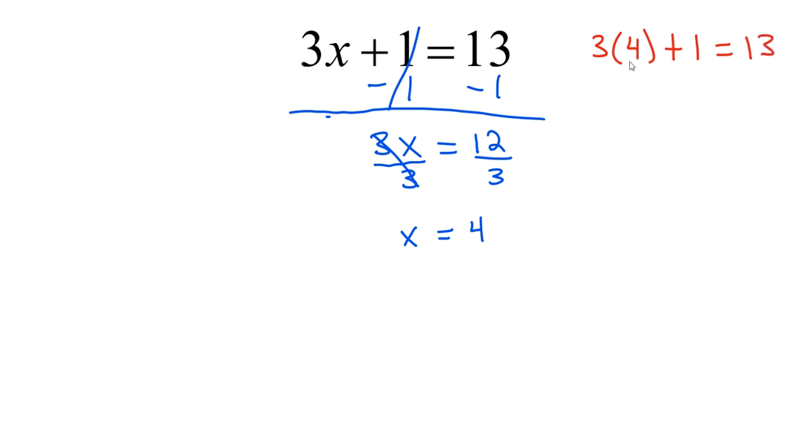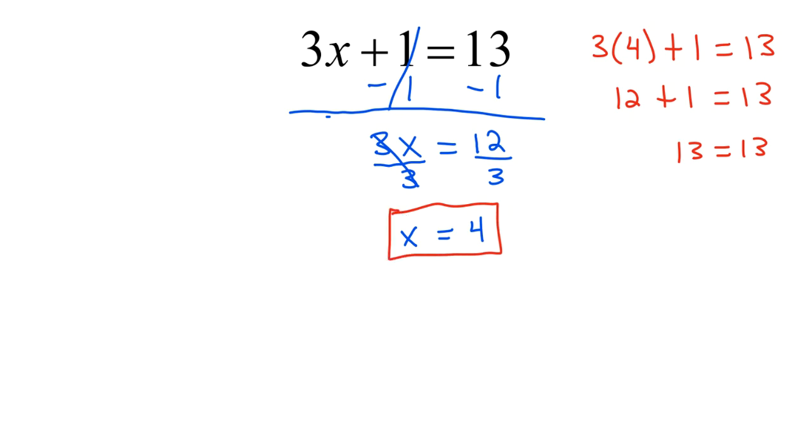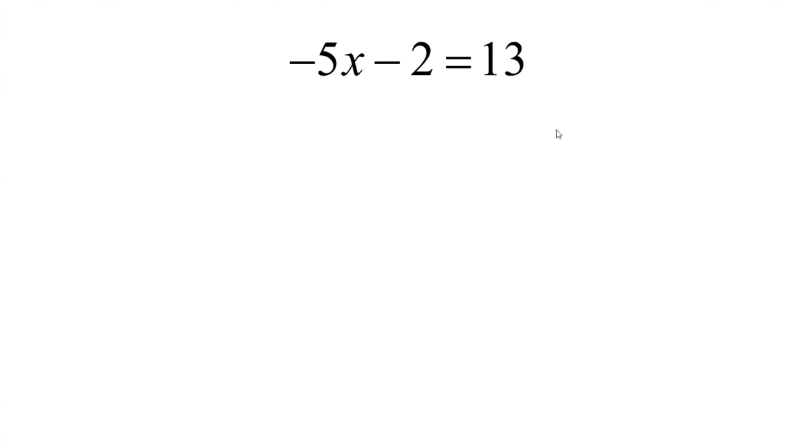So that gives me 3 times 4, which is 12. And 12 plus 1 is 13. So because my equation balances, or it's the same on both sides, then I know that this is a solution to my equation. Here's my next example.